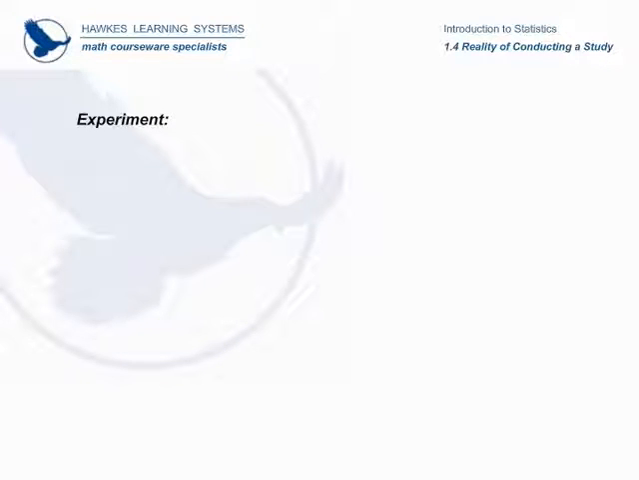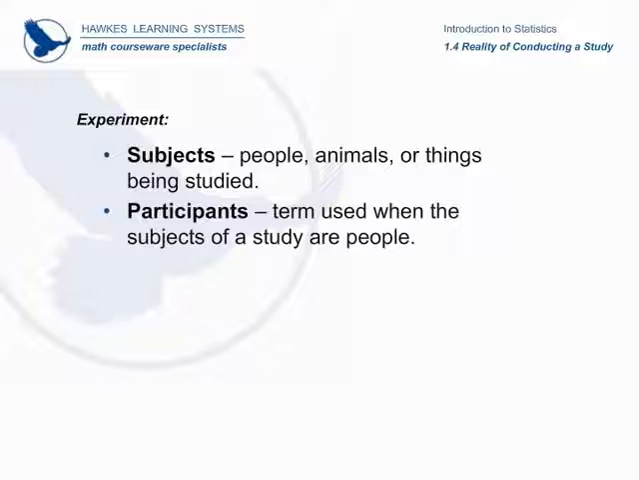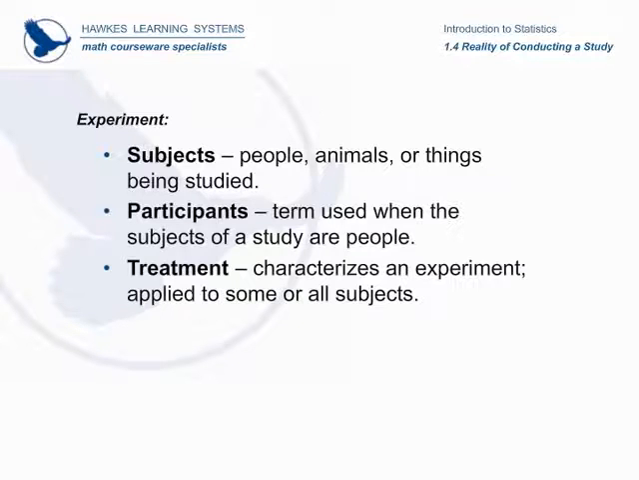Next, we'll take a look at experiments. Within an experiment, you have subjects. Those can be people, animals, or things that are being studied. When we have participants, that's a term used when the subject of the study are people. People participating in an experiment are called participants.